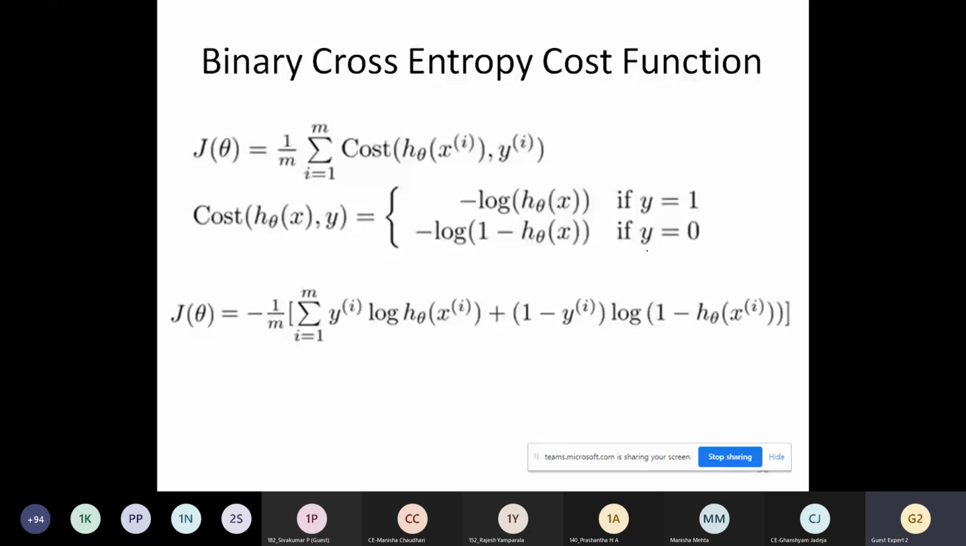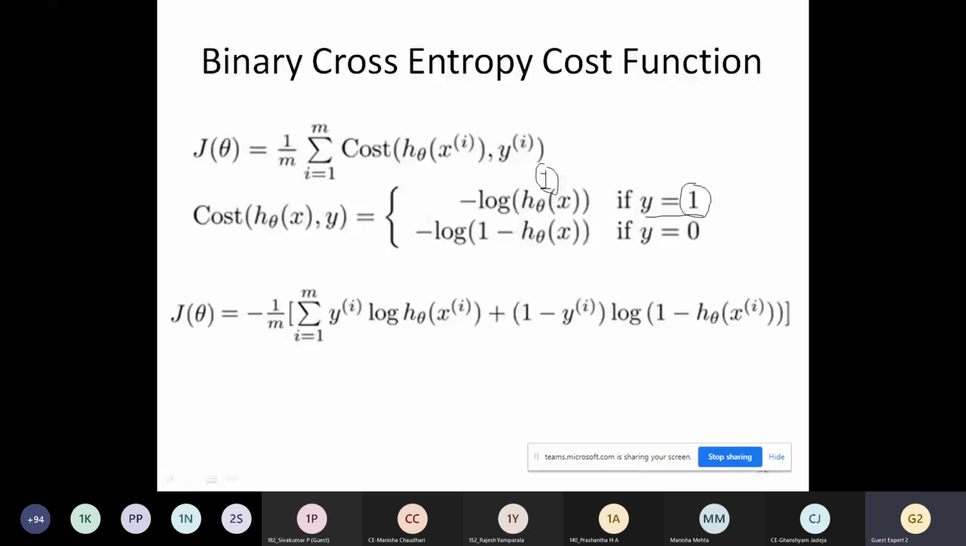That means if my actual y is 1 and the predicted y is also 1, then the cost is minus log 1, which is equal to 0. Why 0? Because I have predicted correctly. The correct value is 1 and the predicted value is also 1. I have classified correctly, so the cost is 0.